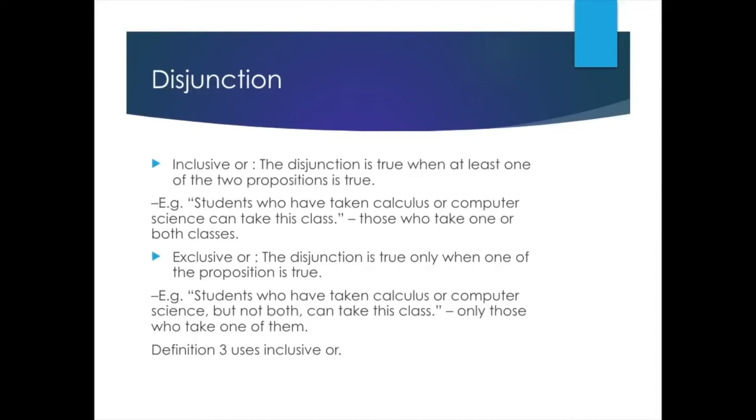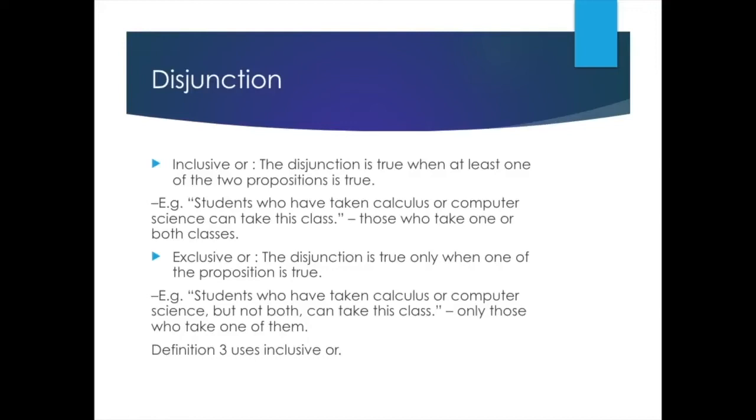Now, if you want to make exclusive or for the above statement, students who have taken calculus or computer science but not both can take this class. That's why it is exclusive or, where we don't need both statements to have a true value. I need one of them. Only those who take one of them.